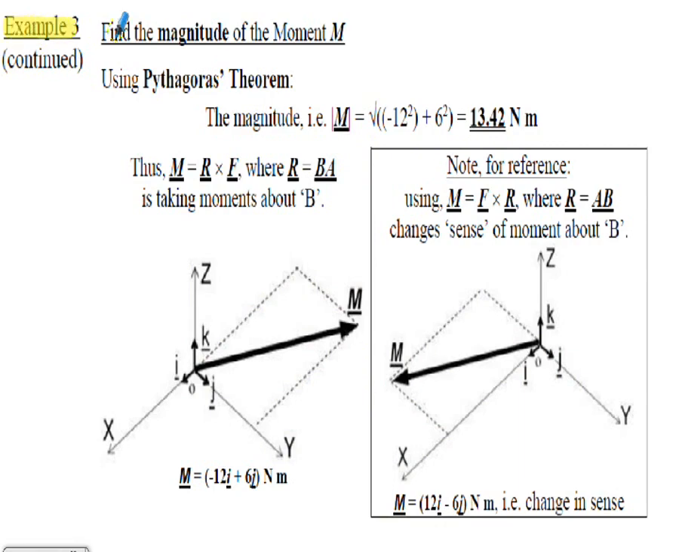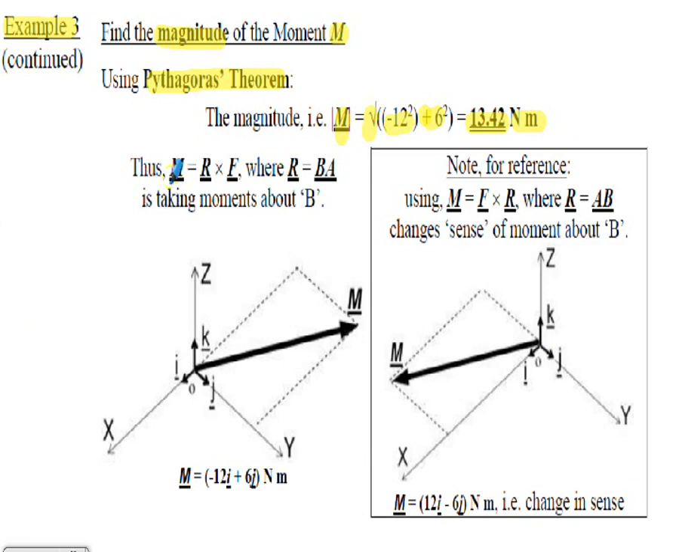Example 3 continued. We're also asked to find the magnitude of moment M, and we do this by using Pythagoras' theorem. So the magnitude of M will simply be the square root of minus 12 squared plus 6 squared. So 13.42 newton meters is the magnitude.